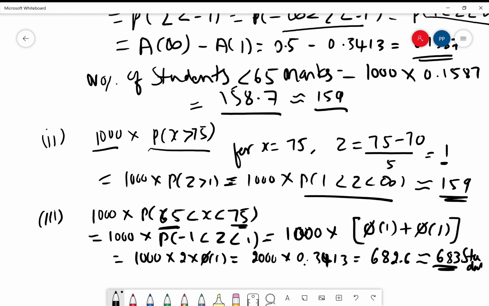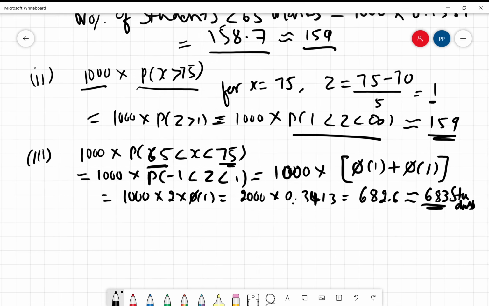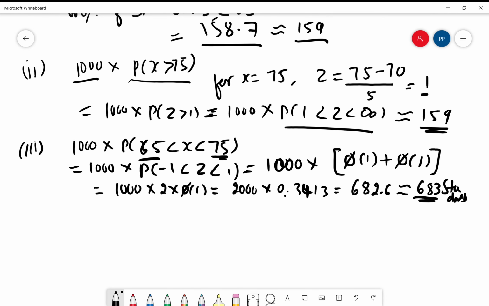That means there are 683 students out of 1000 students who have got score between this. If you want, you can verify. If you add these three, you have to get a value which is approximately equal to 1000. In fact, you are getting the sum as 1001. Where did you get this one extra? Because here we rounded off. You should think that is getting one extra.